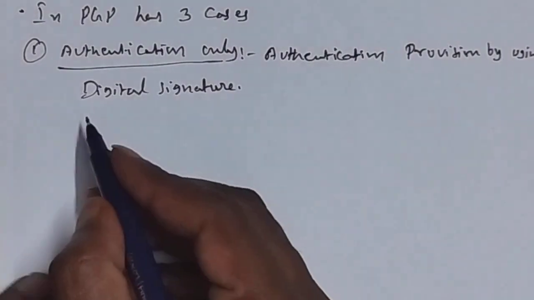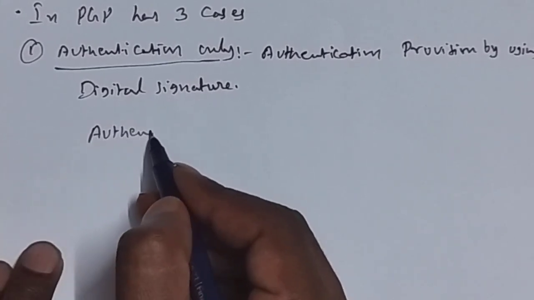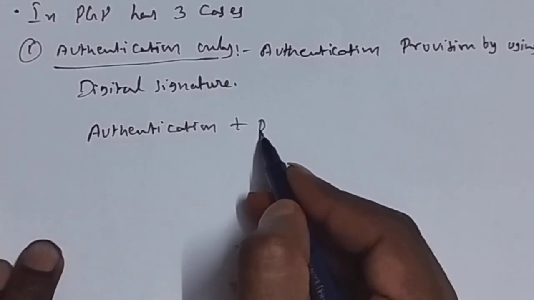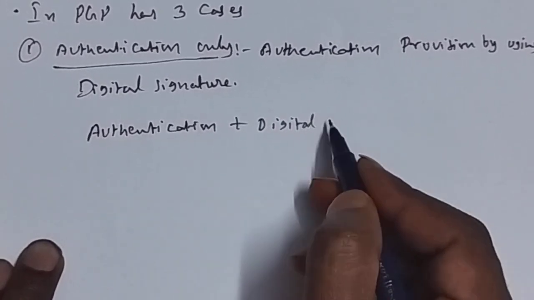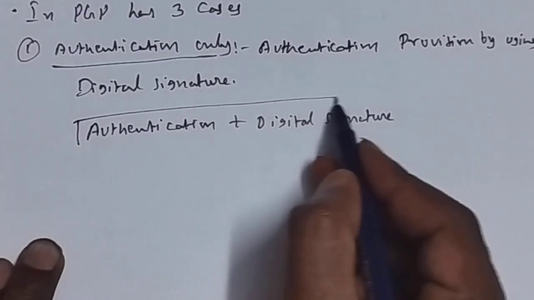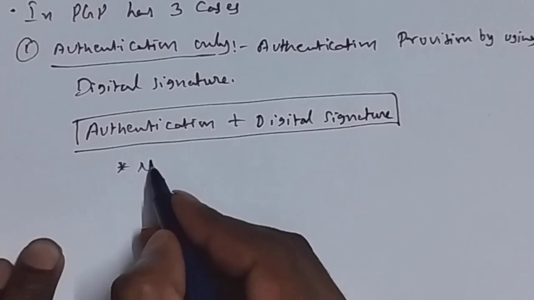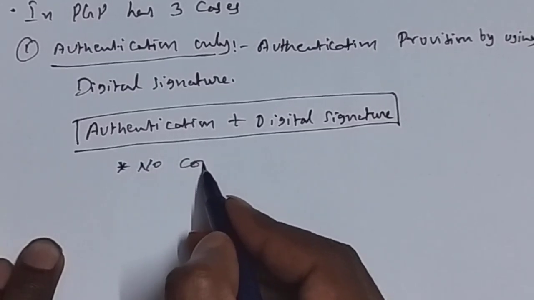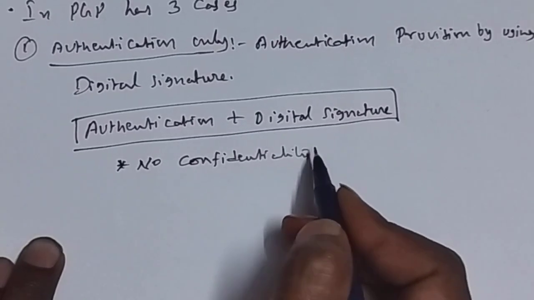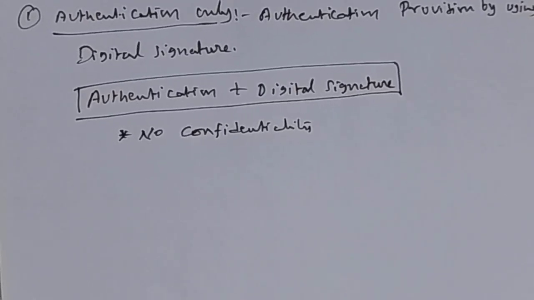You can also say authentication plus digital signature. That means no confidentiality. Here there is no confidentiality. How does the mechanism work? We will see a block diagram.